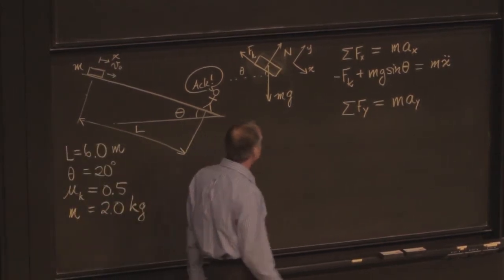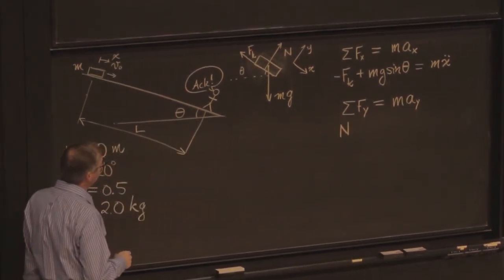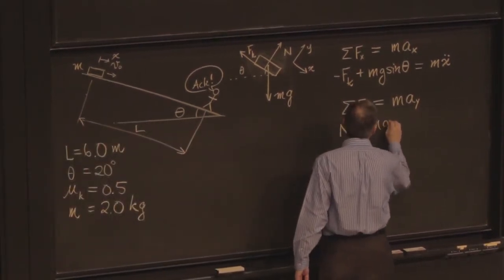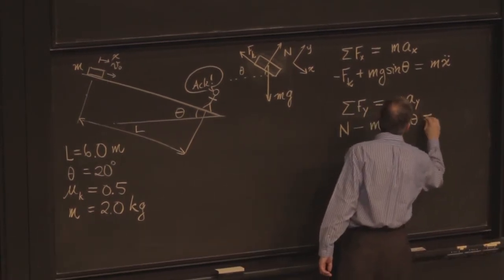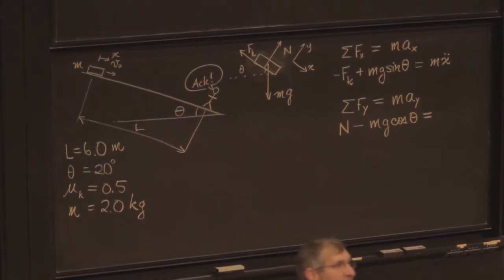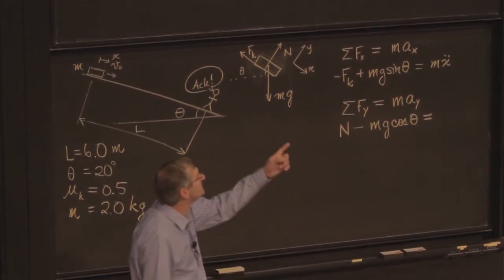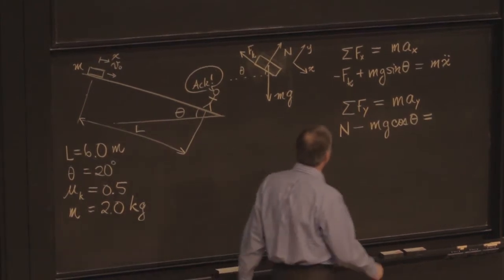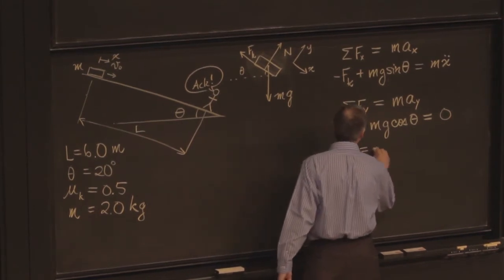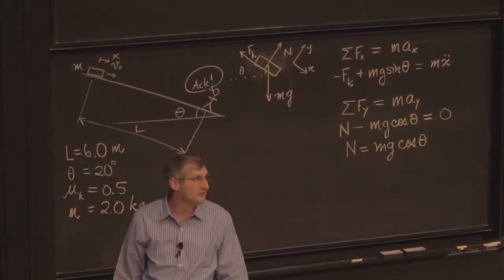So in the y direction, we get all of N. We get none of the friction, and we get the other component, but with a minus sign, mg cosine theta. And we're going to assume that the normal force is adequate and that the roof doesn't collapse, allowing the box of nails and perhaps your compatriot to fall in. So we will hope that that's a 0. So that means, of course, that the normal force is mg cosine theta.